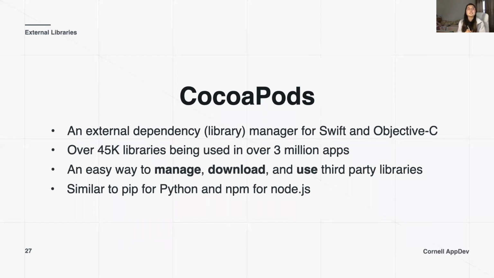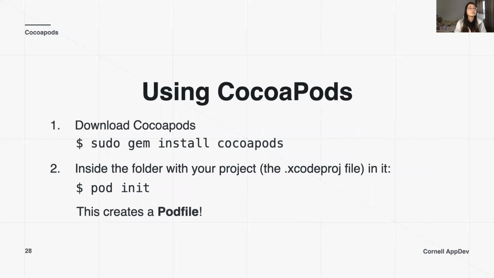Essentially, CocoaPods hosts a lot of different libraries. By their numbers, they host over 45,000 libraries that can readily be used in your apps. The idea is that by using CocoaPods, you can very easily download libraries and then just start using them within your app. You can also very easily manage those pods by detailing all of the ones that you're going to be using within one single file.